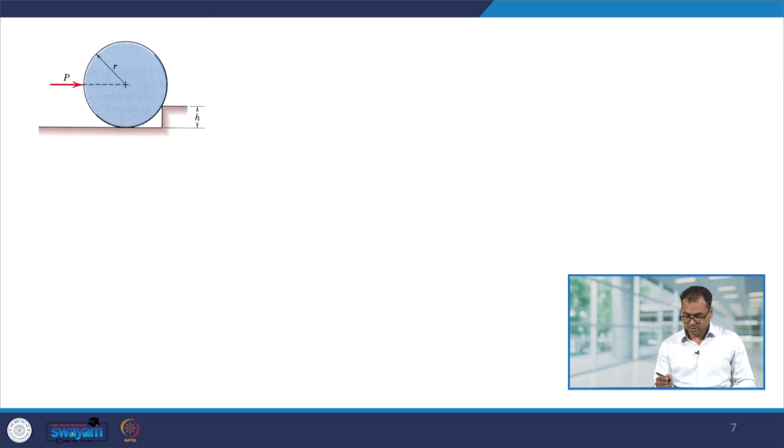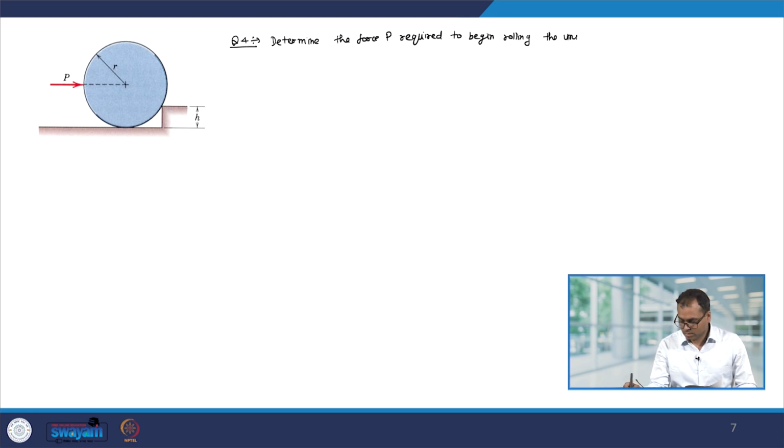Now, let us look at one more example. And here the problem statement is the following: determine the force P required to begin rolling the uniform cylinder of radius r and mass m over the obstruction of height h.